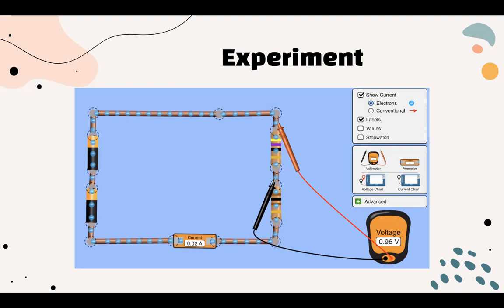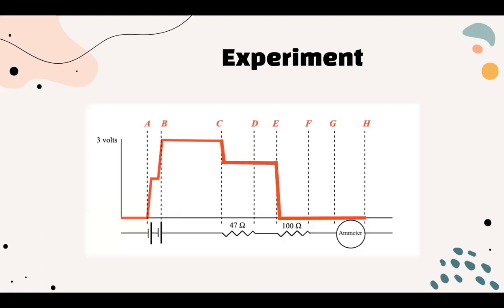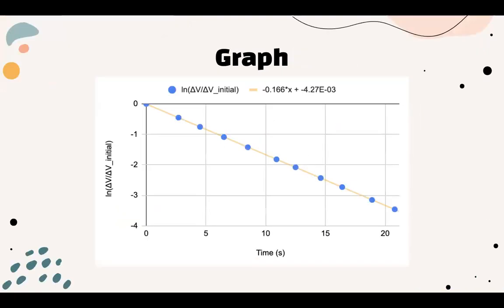That made sense because the voltage going out and the current going out is equal to the current coming into the battery. Here is the voltage at each point, and as you can see, it ends up being 0.